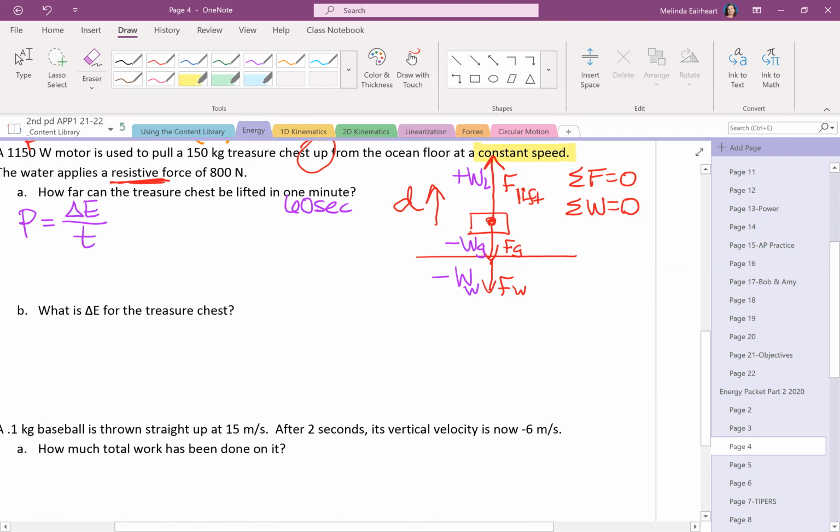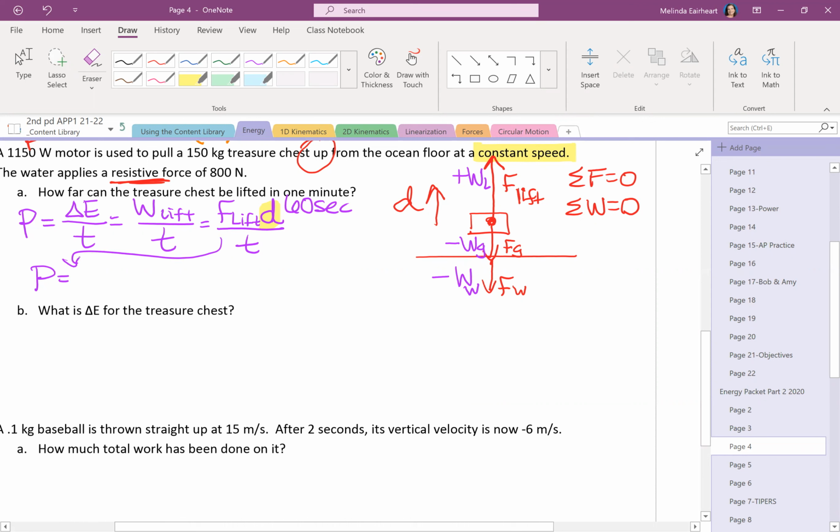How far? Okay, so let's see. We're lifting, so maybe we want the work done by the lift force over time, right? I don't see distance, we're solving for distance, but work could be the lift force times distance over the time. So there's the distance that we're going to be solving for. Everybody good? And what did we say? I'm going to go one more step.